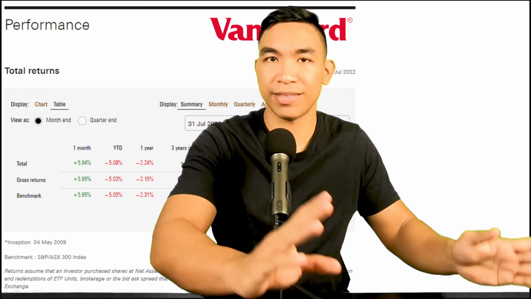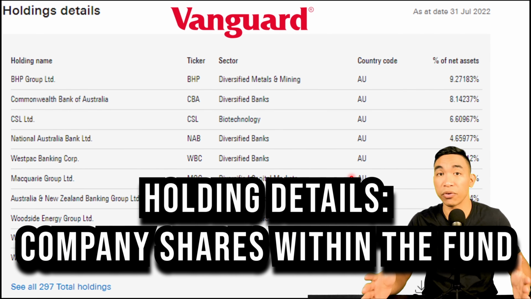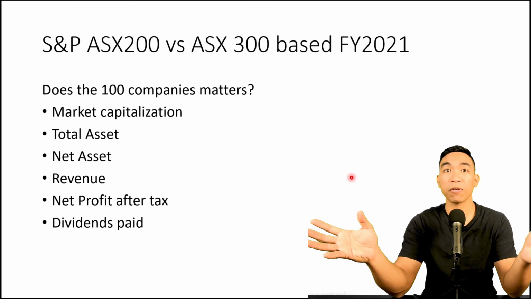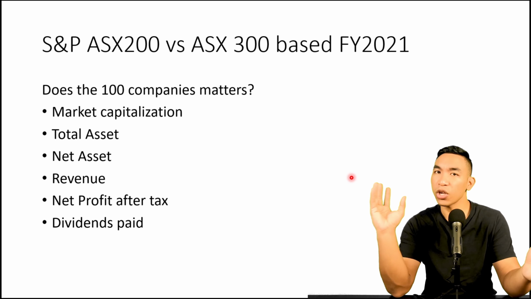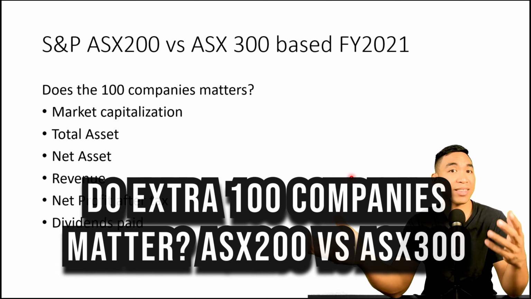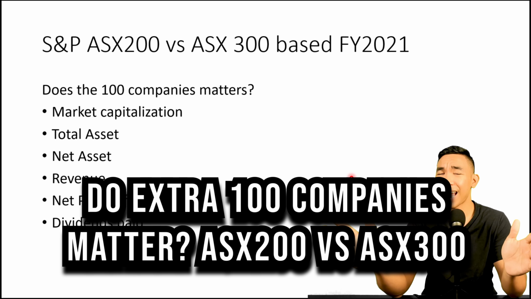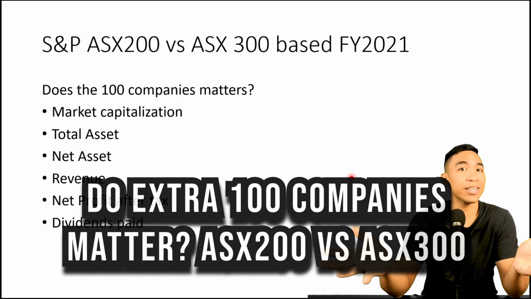I'm not saying this ETF is better than the other, I'm just giving you the information. So basically what I did, I downloaded the total holdings for each ETF and compared them. Both ETF indexes are provided by S&P Standard & Poor's. One is covering the top 200 companies in the ASX and the other is the top 300 companies in the ASX. So does the difference matter? The 97 companies that are not included in IOZ of ASX200, does it matter? And if so, what are the differences?